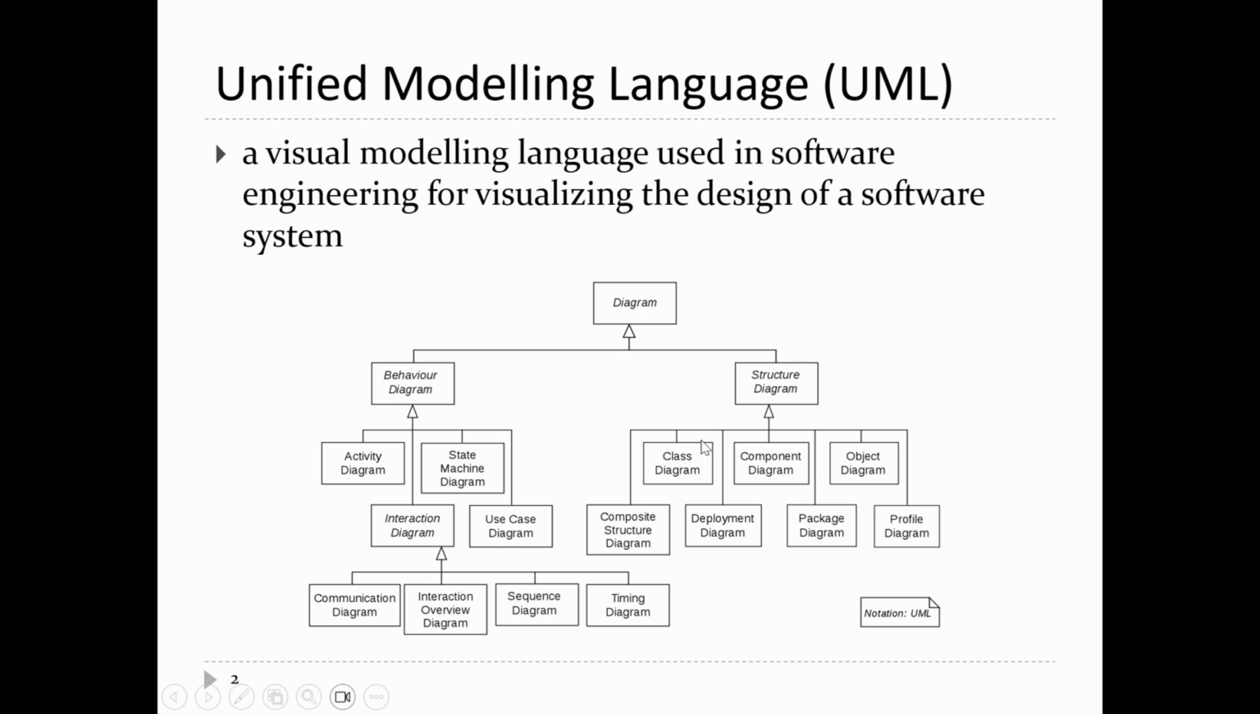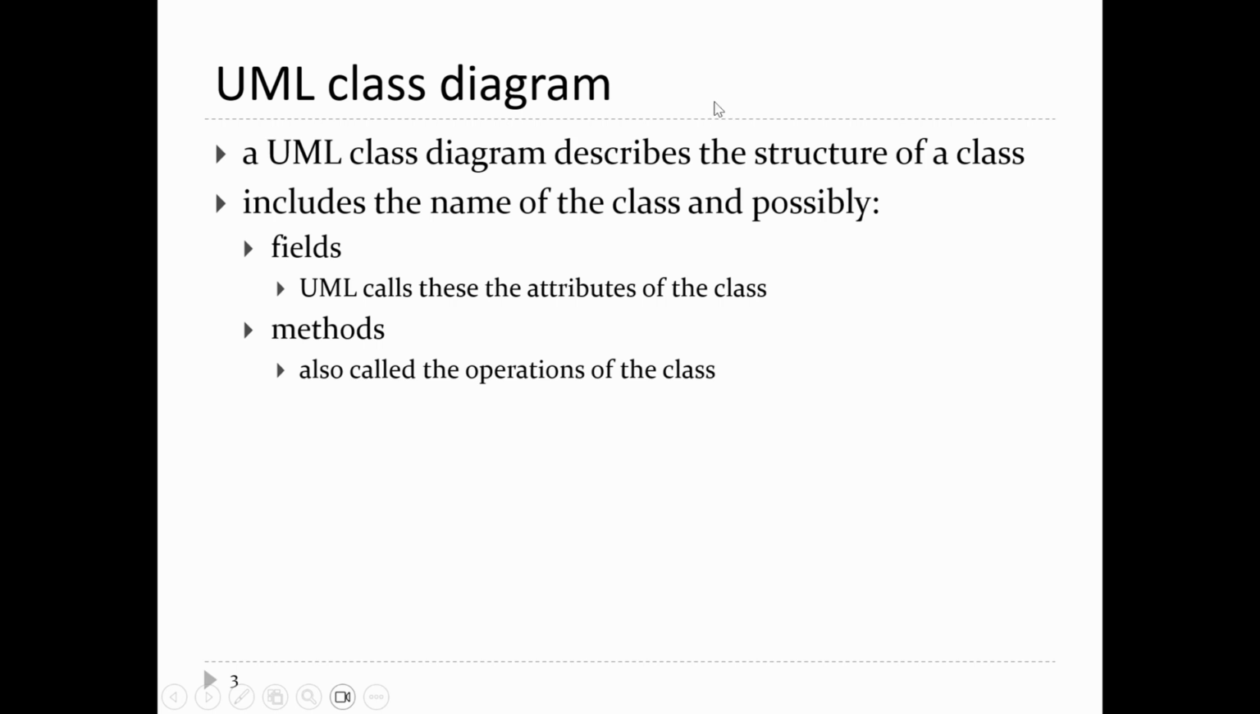Now we're only interested in the thing called the class diagram. And obviously there's lots and lots of other diagrams here, which you'll learn about in your other courses. We're interested in that one right there. So a UML class diagram simply describes the structure of a class. So what makes it the structure of a class? Well, the name of the class, the fields of the class, the methods of the class.